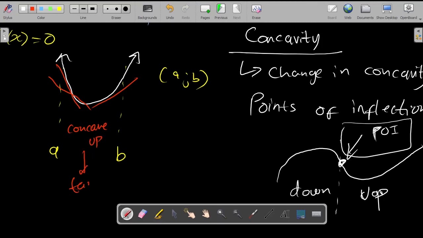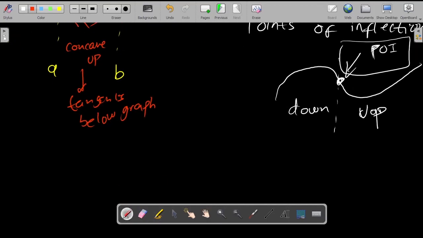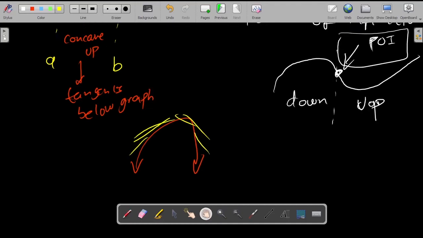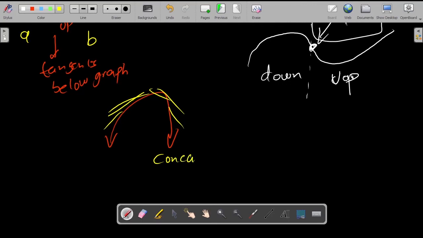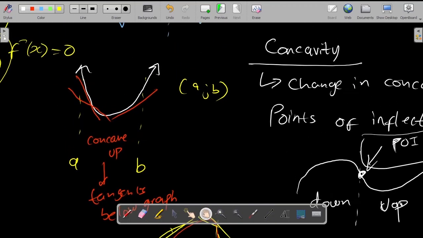So you have your tangents below the graph, or you have your graph above the tangents. Now, in the opposite direction, if you have your tangents above your graph, or the graph below the tangents, this is where you have something which is concave down. So you can look at this with respect to your tangents. If all your tangents between a certain interval are above or below, that's how you tell whether something is concave up or concave down.